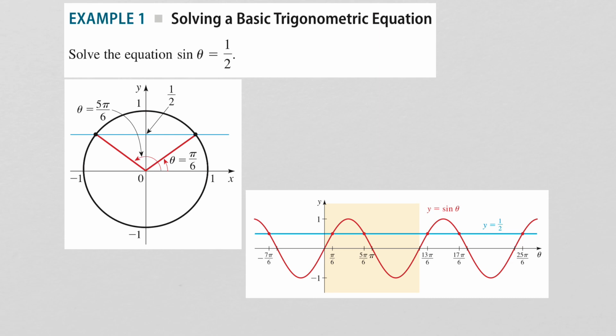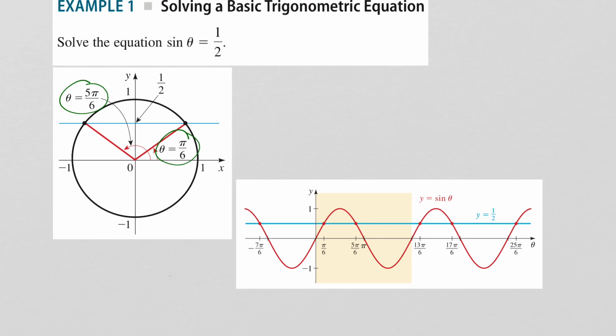So for example, let's solve the equation sine of theta is equal to 1/2. What we're asking for here are the values of theta for which sine of theta is equal to 1/2. Now you might recall from the unit circle that at theta equals pi over 6, the y value of this point is 1/2. And also at theta equals 5 pi over 6, the y value of the point here is 1/2. So we know that sine of pi over 6 is 1/2, and we know that sine of 5 pi over 6 is 1/2. So we for sure have two solutions.